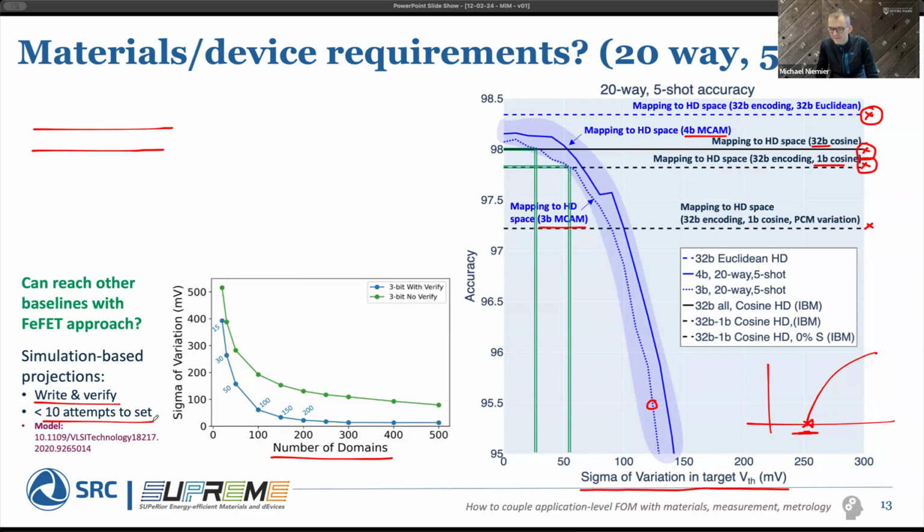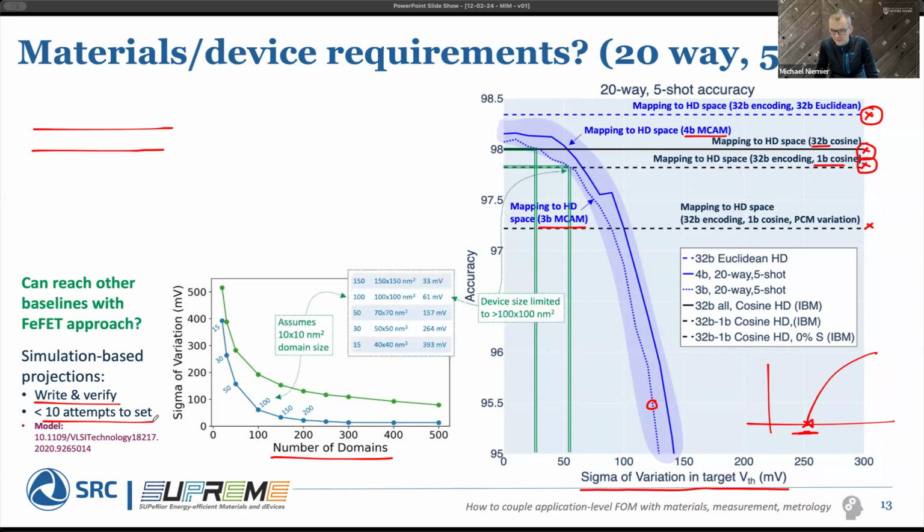I can use this chart to understand what sigma of variation I would have to have from my device in order to achieve this target. And if we assume that a domain size is about 10 by 10 nanometers, then if I want to hit this 61 millivolt target, it gives me some sense as to how much I can actually scale this device.